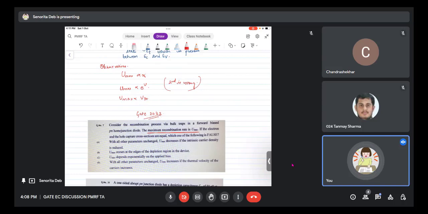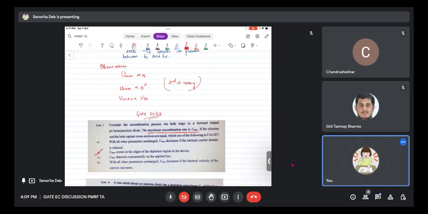region. And I had told you that even if you see the graph of the recombination of the carriers, you will find that there is no such thing that it is occurring at the edge of the depletion region. Okay. So this was the answer. So B is the answer, which is false.